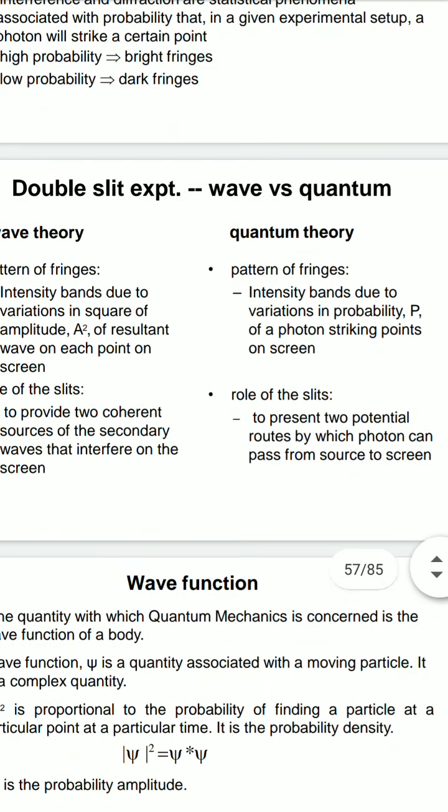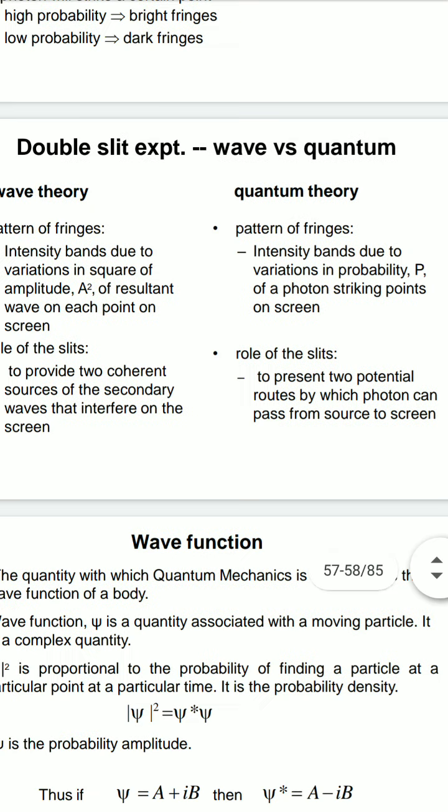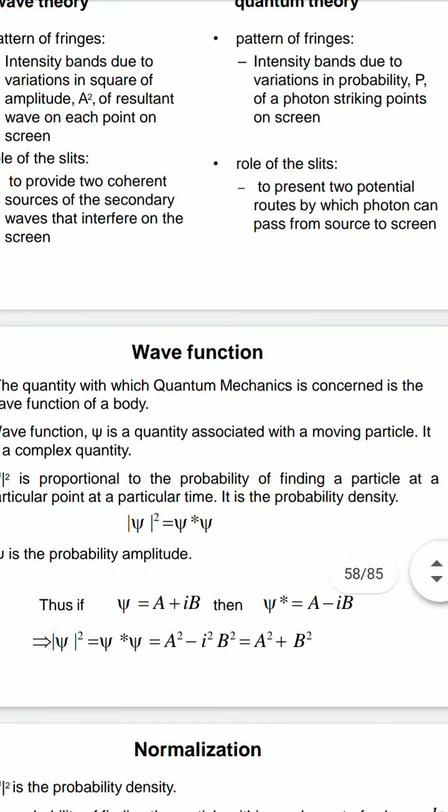And what is the role of the slits? It presents two potential routes by which a photon can pass from source to screen. It is just the route for the photon to pass through, from the source to the screen.